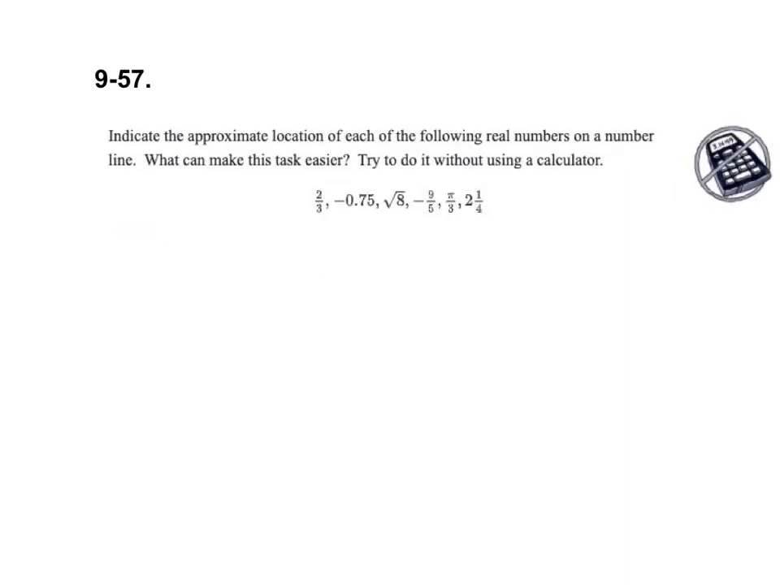Okay, so here we go. We're going to take a look at 957, which says this. Indicate the approximate location of the following real numbers on a number line. What can make this task easier? Try to do it without a calculator. So we're going to avoid the calculator here, and we're going to try to line up these numbers.